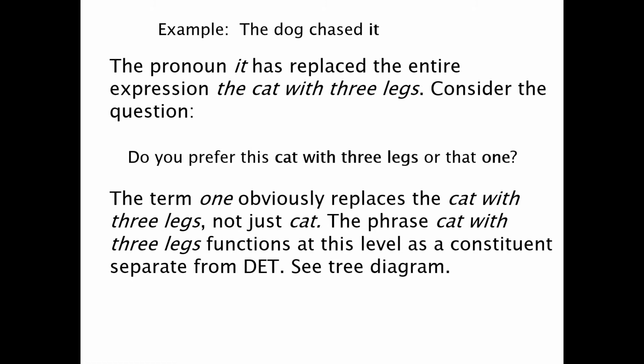Once again, the object pronoun it doesn't only replace the noun, but the noun phrase and the prepositional phrase: the cat with 3 legs. Consider the question: do you prefer this cat with 3 legs or that one? Do you prefer this one or that one? Which cat do you prefer, this one or that one? Or the cat with the 3 legs or the other cat? The term one, as I explained before, obviously replaces the cat with the 3 legs.